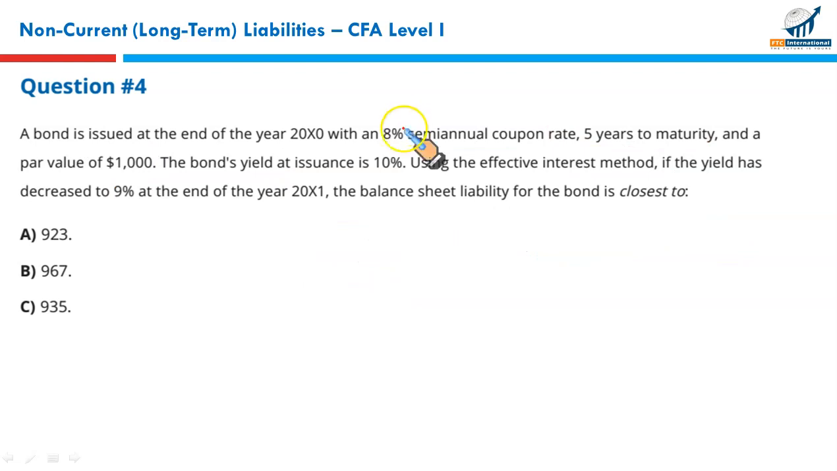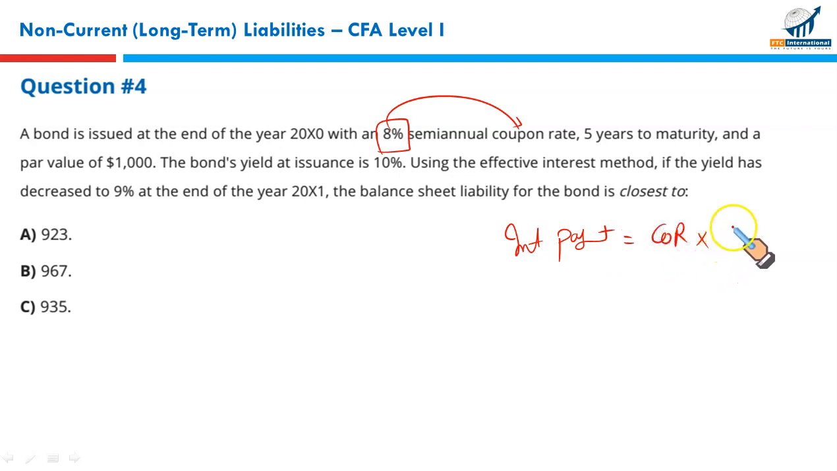Remember, interest is paid as per the coupon rate. Interest payment, please note this down: it is calculated by multiplying your coupon rate with the par value of the bond. This is called the interest payment. Coupon rate multiplied by the par value of the bond.